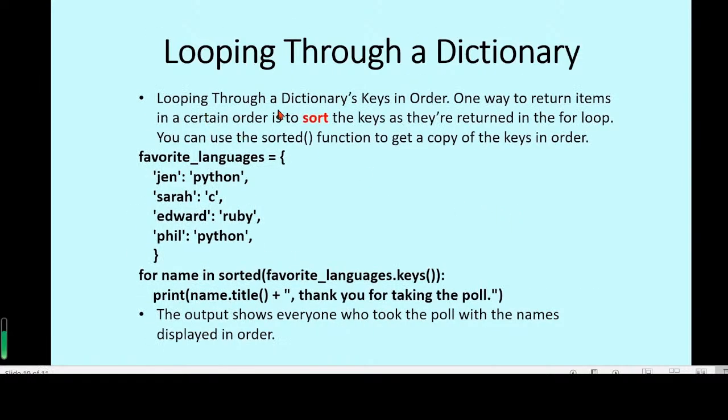You can also loop through a dictionary's keys in order. So one way to return items in a certain order is to sort the keys as they are returned in the for loop. You can use the sorted function to get a copy of the keys in order. So create this list. Then we use the name in sorted(favorite_languages.keys()), then print out.